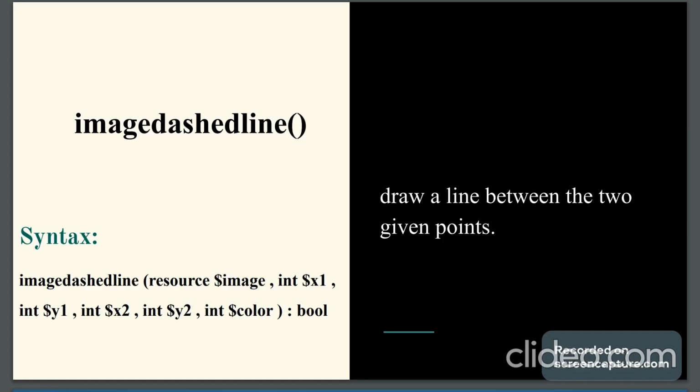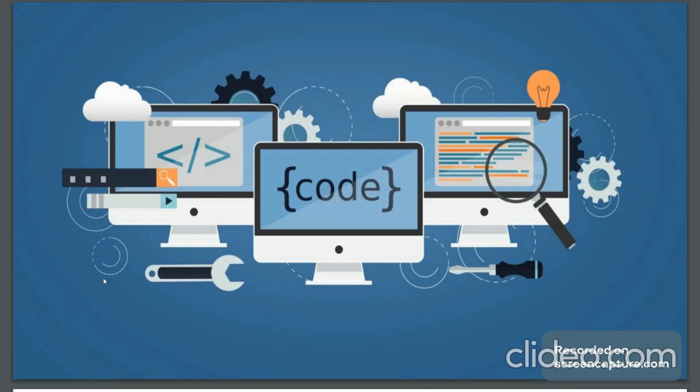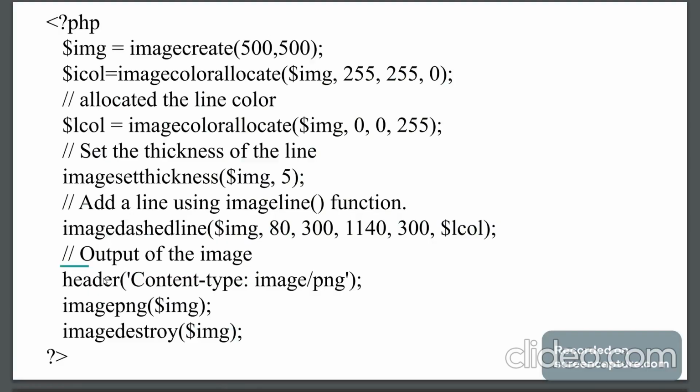Next function is we want to display the dashed line. If you want to display a dashed line, there is no change in the syntax or code, just the function name is changed. It is image dashed line. So we will make a change in the same code to see the output.